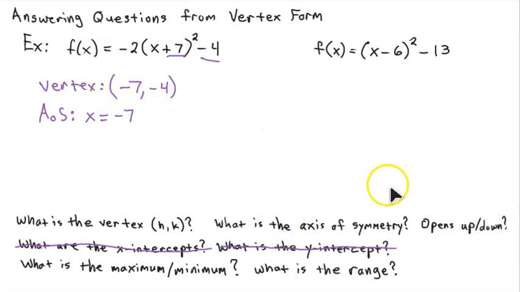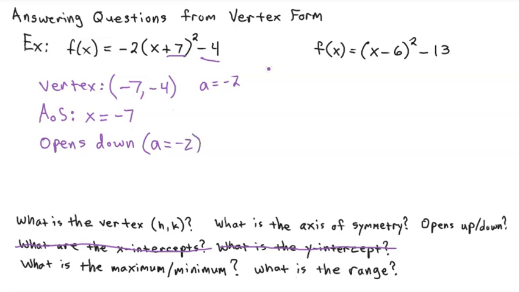Does this open up or down? Well, let's look at a here. We can see that a, we're going to jot this down on the side, that a is equal to -2, and it's negative. And we know that when a is negative, it opens downward, okay? This one opens down, okay? Because a is equal to -2, okay?